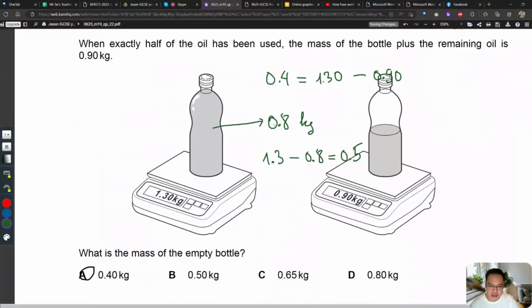Full oil is 0.8 kilogram. 0.4 is the mass of half the amount of oil. And so finally, take the total mass here, 1.3 kilogram of the bottle and the oil, and subtract the mass of 0.8 kilogram the oil. So the mass of the empty bottle is 0.5 kilogram, not 0.4.